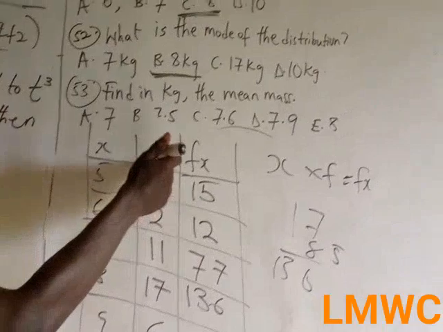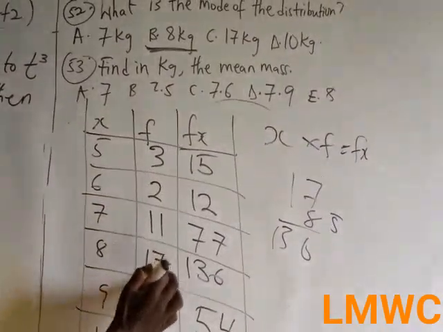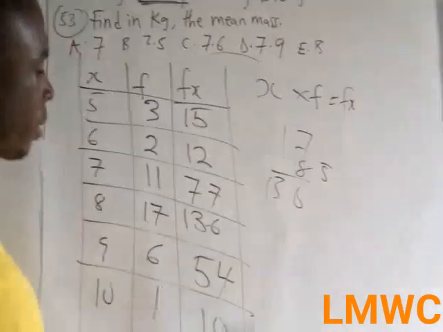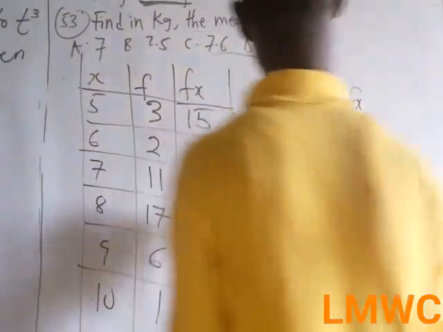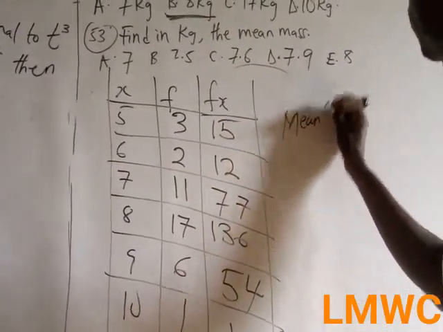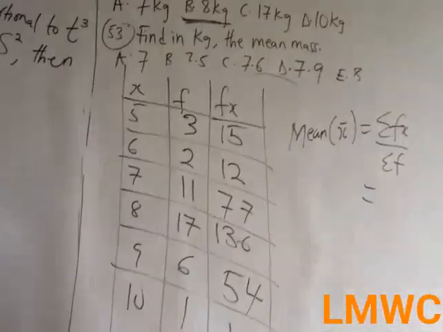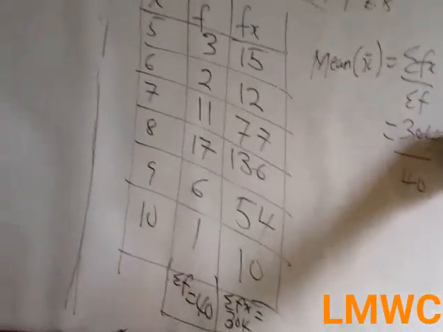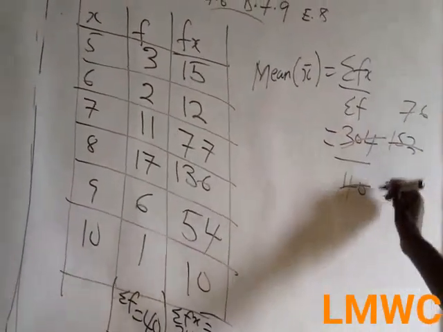10 times 1. Now, you add the frequency, it becomes summation of f. Once you add this, you get 40. So summation of fx, you get 304. If you add them, you can use your calculator and check. Mean, you have the formula: summation of fx over summation of f. What is summation of fx? It is 304 over 40. 2 goes here, 152. 2 goes here, 20. 2 goes here, 76, and 2 goes here, 10.